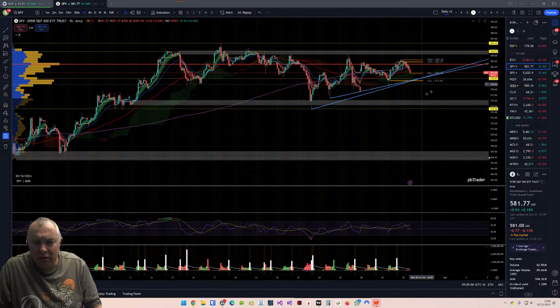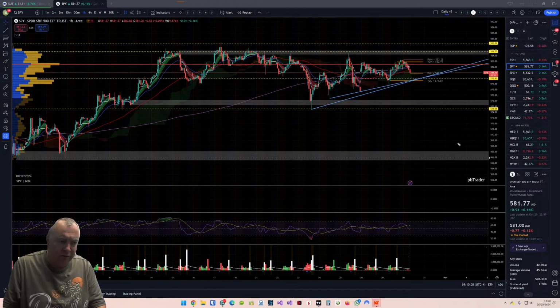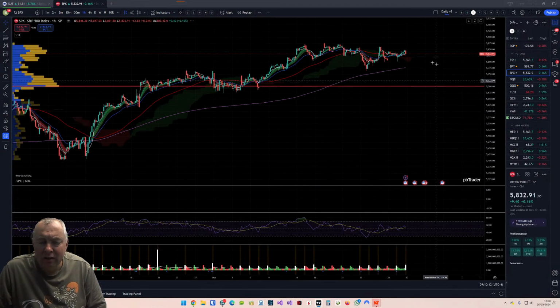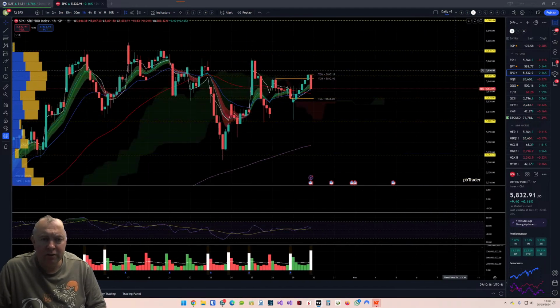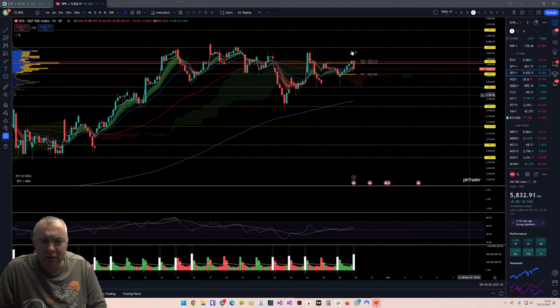And then bounces, I still quite like this area down here, 576, 575 area for the bounce, and obviously we've still got this 566, 567 area for the bounce if we get down there. SPX levels have not changed at all. Notice how they're still trading in the zones we've specified.